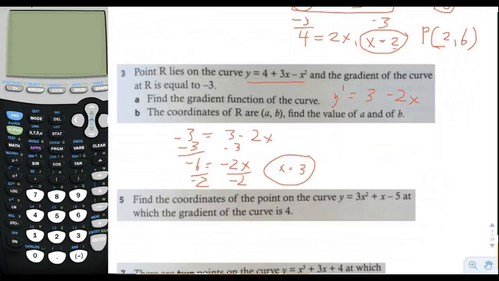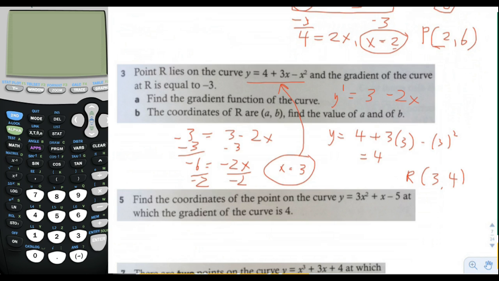What is the y-coordinate of point R? Well, all we do is we take the x and we plug it back into the original equation to find the y-coordinate of R, because R is on the curve with the original function. So all we need to do is put 3 back in for x. So that would be 4 plus 9 minus 9, so that's just equal to 4. So the coordinates of R are 3, 4.